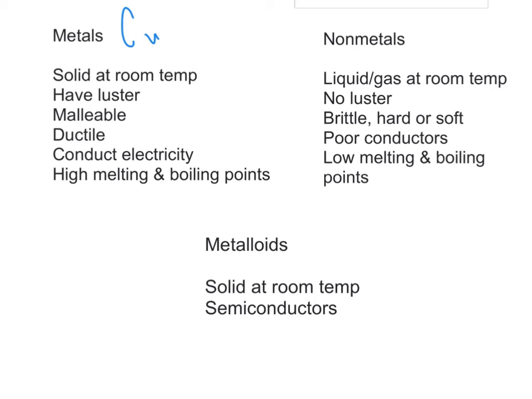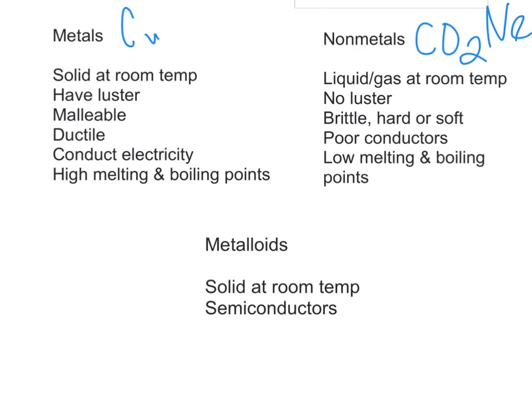The opposite of that are nonmetals. When I think of nonmetals, I think of carbon dioxide. So another nonmetal would be like neon. It's a gas. Okay, so neon is a gas at room temperature. It's non-lustrous. It's, in this case, soft. But other things could be really brittle, so they wouldn't be able to be pounded. They would just fracture off. They are poor conductors, so they don't conduct electricity. They have low melting and boiling points, so it means that they're liquid and gas at room temperature.